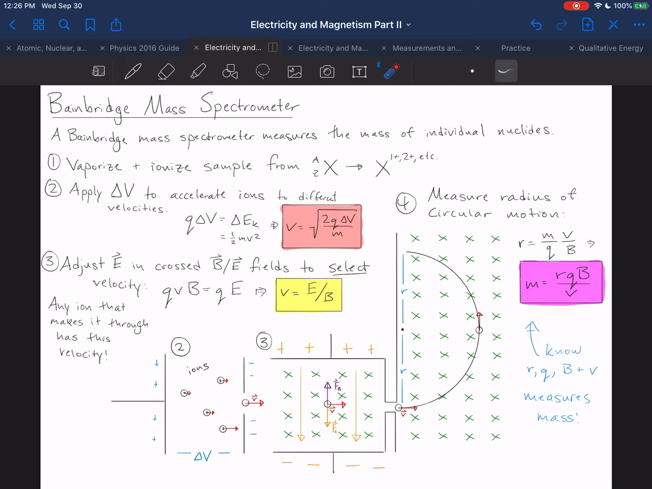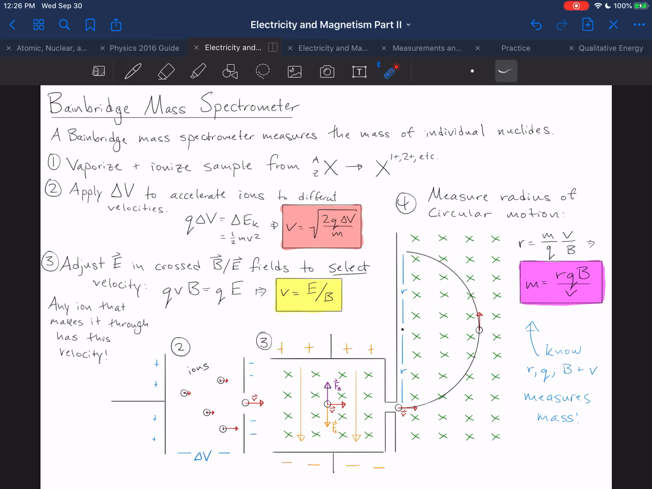And because they start out not moving at a particular velocity, their change in the kinetic energy is just equal to 1/2 mv squared. And you set that equal to q times delta V and solve for the velocity of those particles. And that gives you v equals the square root of 2q times delta V divided by m, which means you can calculate the velocity of the particles if you know the potential difference they have been accelerated through.